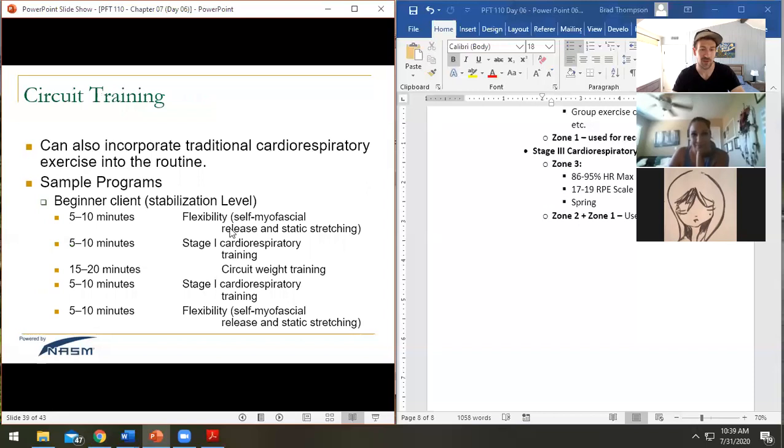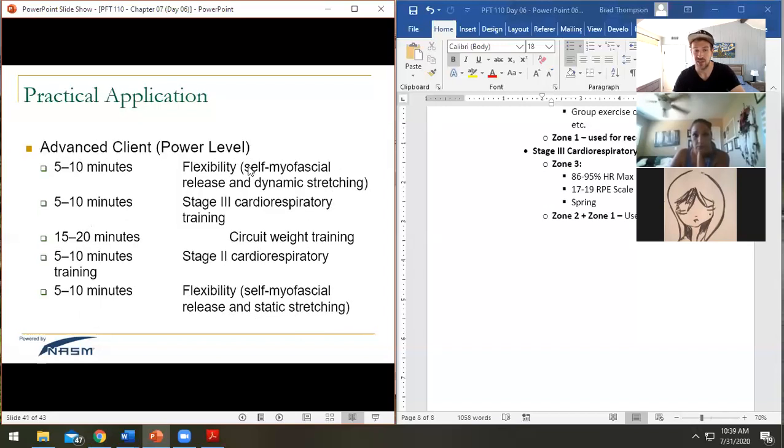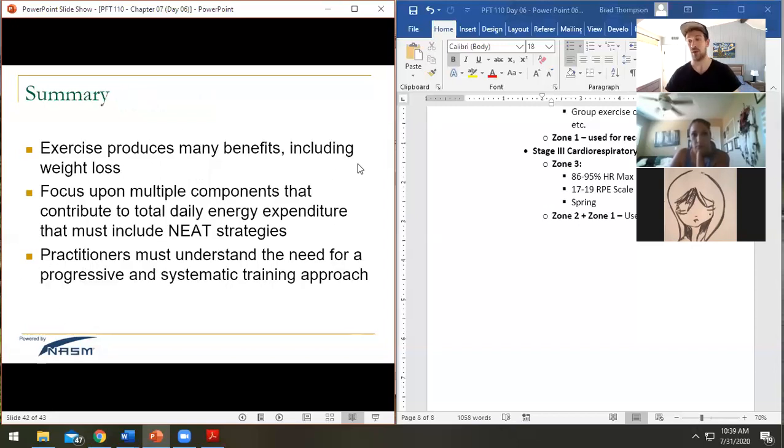Oh, and by the way, the flexibility changes too, right? We use SMR and static stretches. We use SMR and active stretches. We use SMR and dynamic stretches. So these are pretty good basic little templates that you can find in those PowerPoints.